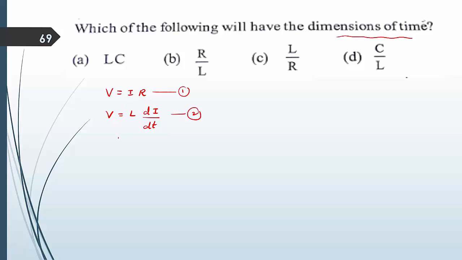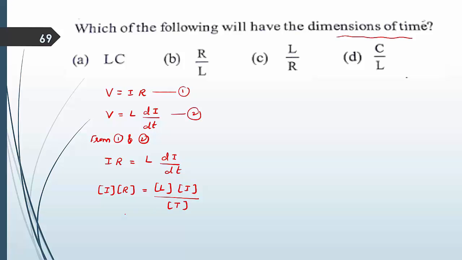So I can write from equation 1 and 2, IR equal to L di divided by dt. Right? So now I can write the dimensions. I indicates current, R indicates resistance, is equal to L is inductance, and di, let us write it as I, divided by time is T. Yes, here I will get cancelled. So we will get resistor R is equal to L divided by T. Right? L divided by T.